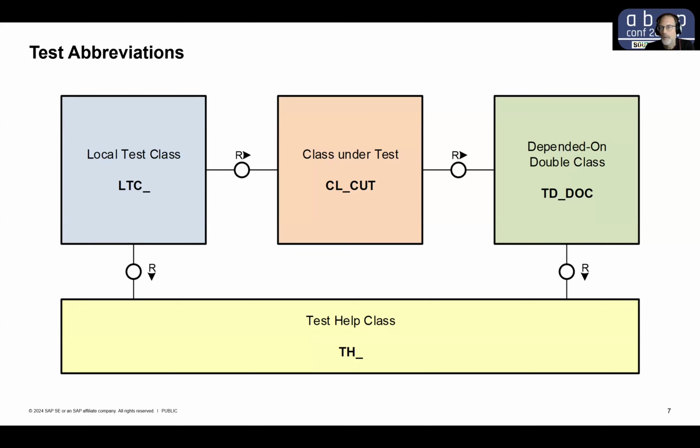Then if we want isolated testing, so we want to test only the class under test, but not all the other classes it depends on, then we need test doubles. The color for test doubles is green. Here we also use the abbreviation DOC for depended-on class, and the double class, you can see it here. So this is a global test double of the class DOC in this case.